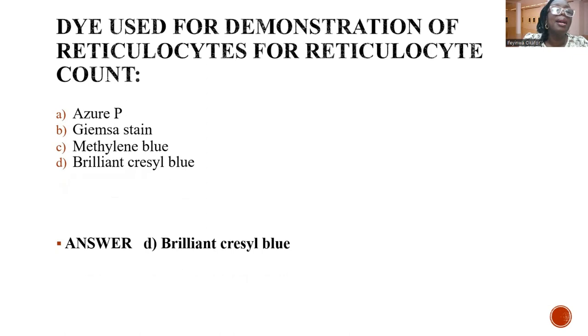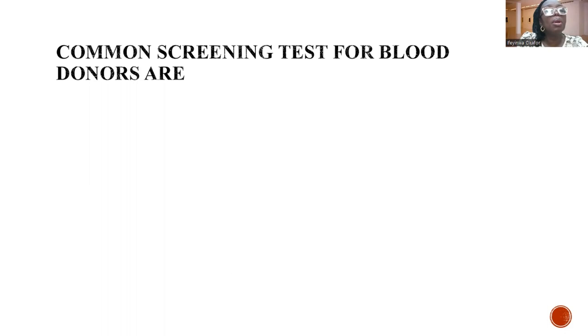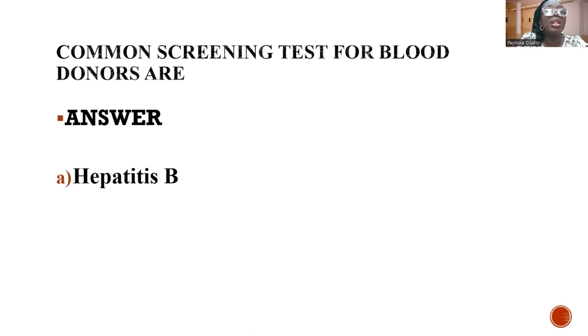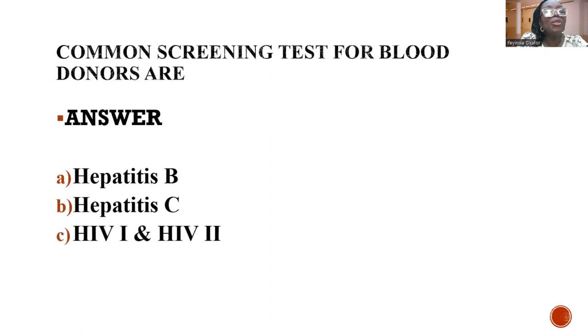The common screening tests for blood donors are: we screen for hepatitis B, hepatitis C, HIV 1 and HIV 2, and syphilis. During blood donation, we must screen our donors for hepatitis B, hepatitis C, HIV 1 and 2, and syphilis.